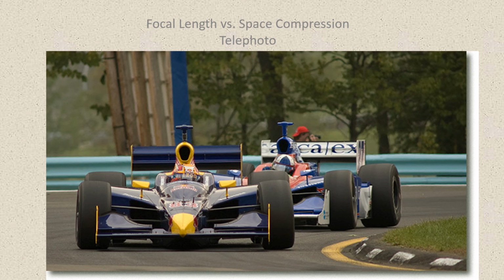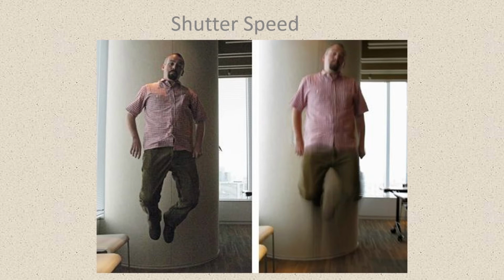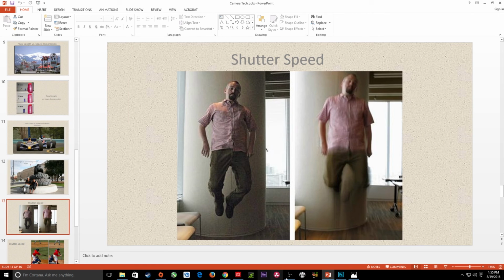So that's a wide angle lens, that's a telephoto lens. All right, let's talk about shutter speed. The last thing I want to talk about is shutter speed.